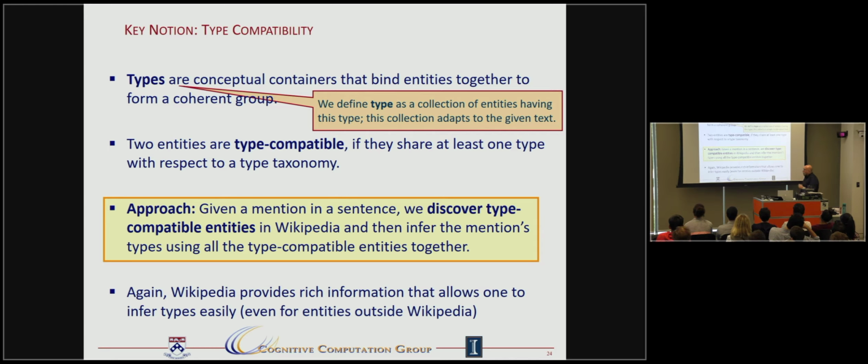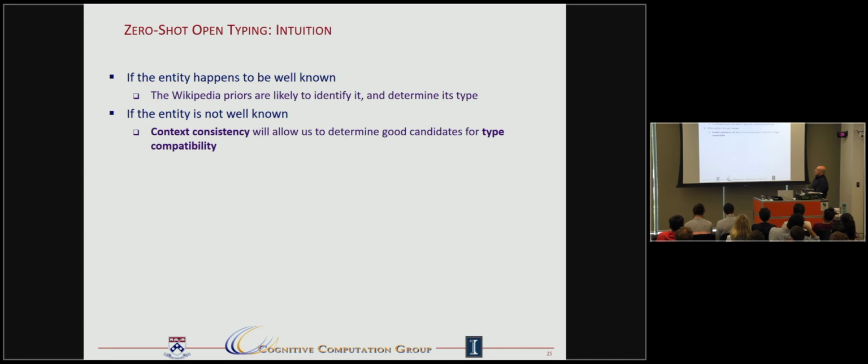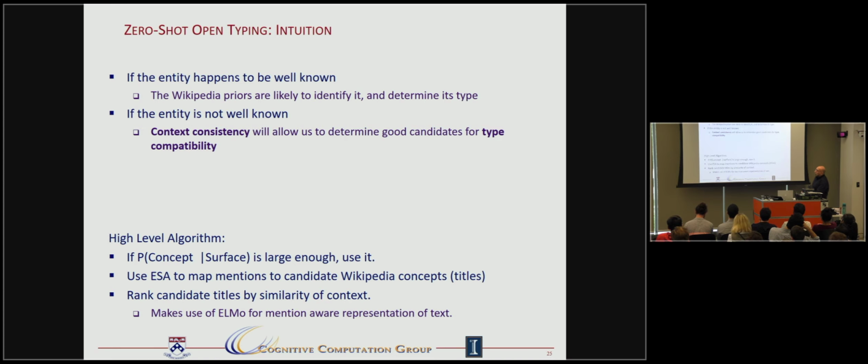So again, Wikipedia provides very rich information. It was put there independent of the task we want to solve, but it's very helpful. So the key idea really is this type compatibility, and we discover it by this notion of context consistency, some distance metric that we infer using ELMo representation and ESA representation. I'm not going to give the details, but at a high level you can think about it.